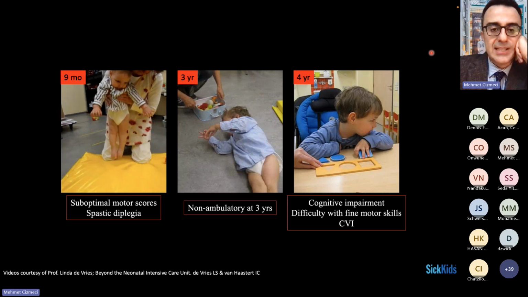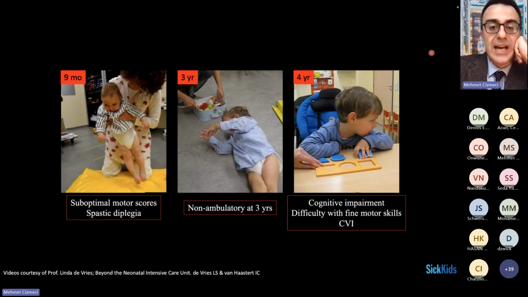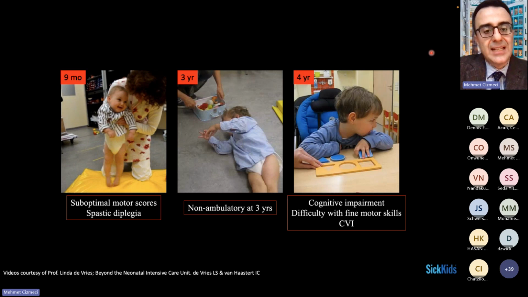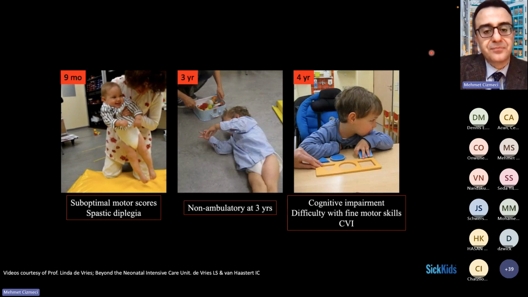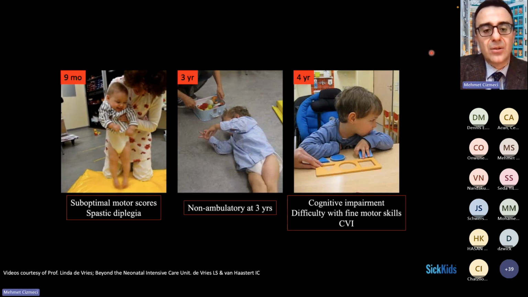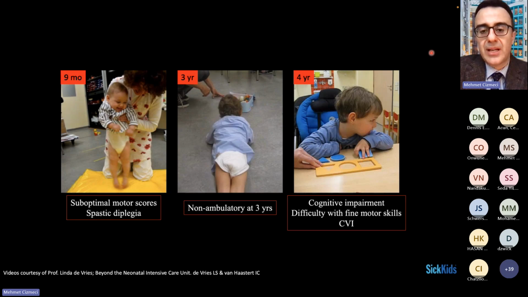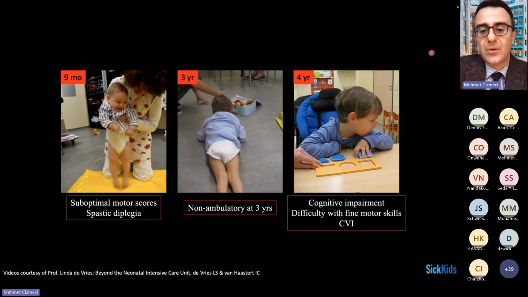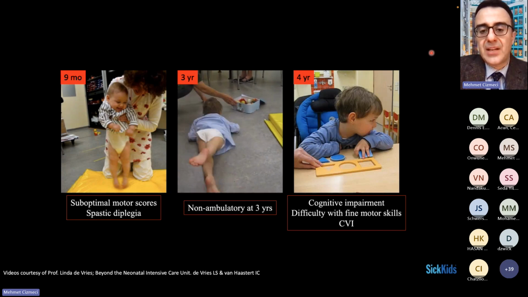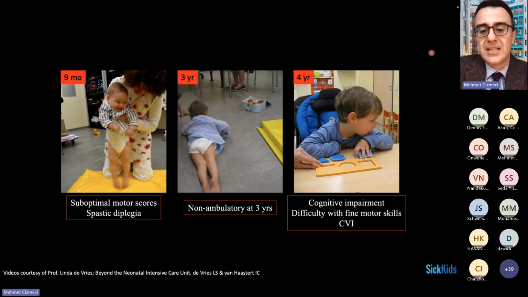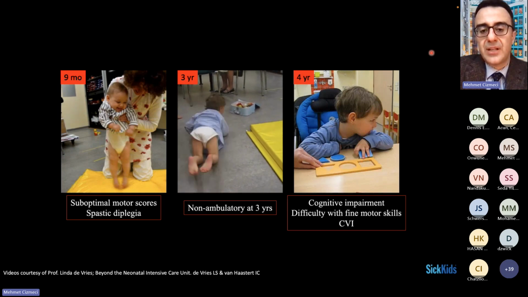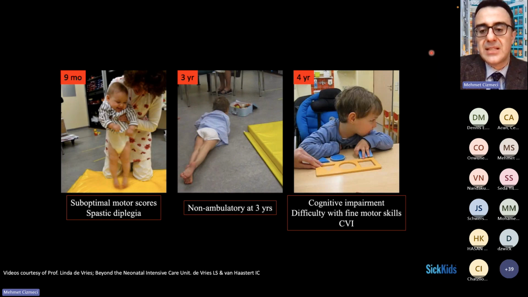And already at 6 months, this baby was diagnosed with cerebral palsy. And at 9 months, you can see the suboptimal motor outcome and all the signs of spastic diplegia. At 3 years, this child was still not ambulatory, and you can see, even by looking at the video, the increased tonus of the lower extremities, the scissoring phenomenon that we are able to see in the lower extremities.